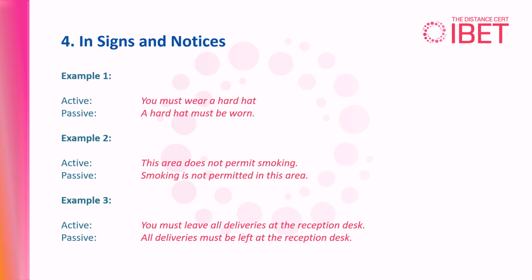Example 2. Active. This area does not permit smoking. Passive. Smoking is not permitted in this area. Example 3. Active. You must leave all deliveries at the reception desk. Passive. All deliveries must be left at the reception desk.